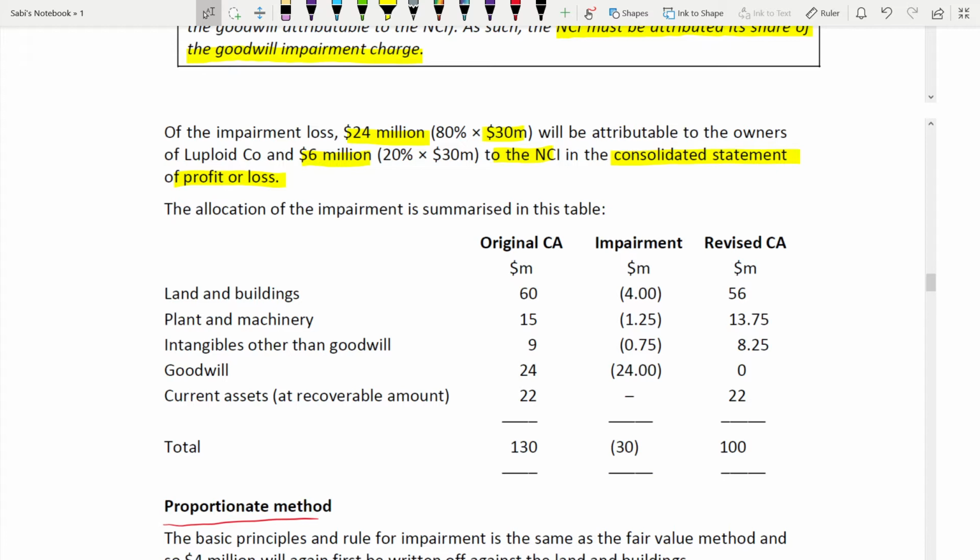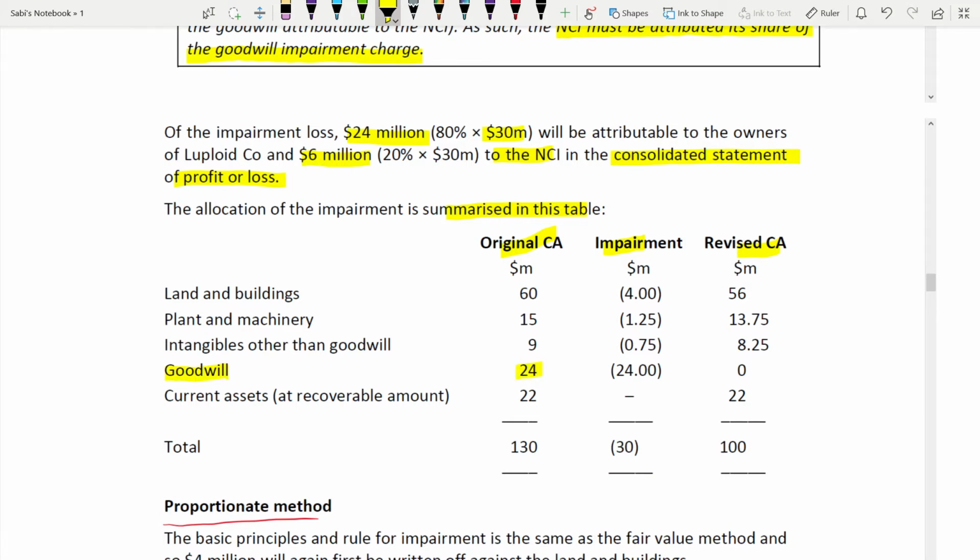So the allocation of the impairment is summarized in this table. You see, everything is summarized. Make a habit of summarizing things like this when too much is going on. So this is the original, this is the impairment, and this is the revised. Original is as it is given to you. The only thing you added in the original is goodwill. Goodwill was not there before. This you have added. That's it.